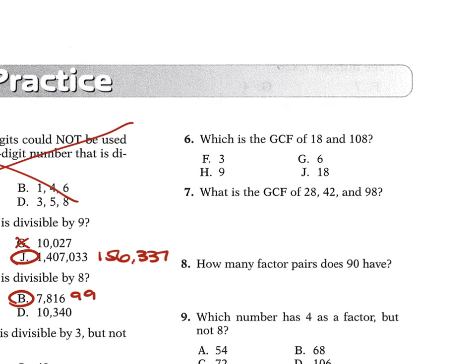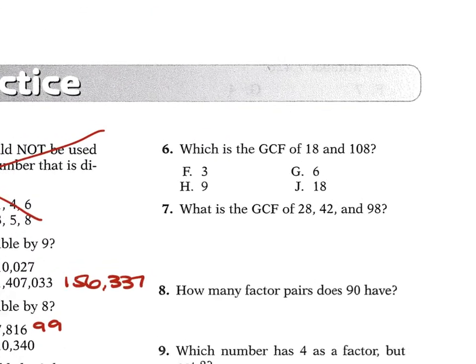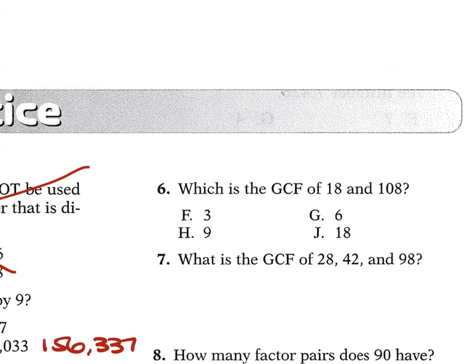For 6, it asks which is the greatest common factor of 18 and 108. So looking at this, look at J. 18, does it go into 18? Yes. Does it go into 108 evenly, though? Yes, it does. It goes in 6 times, so J would be your answer. With these, if it gives you answer choices like this where it's multiple choice, start with your highest number. Looking for greatest common factor, so it's going to be the highest number out of the 3 there. Try it. If it works, then that's your answer. If it doesn't work, then try the next highest number.